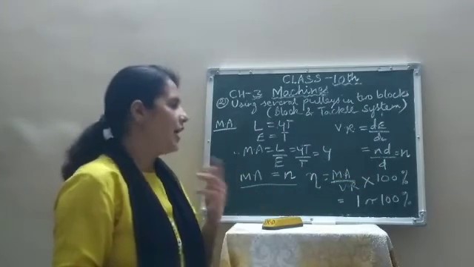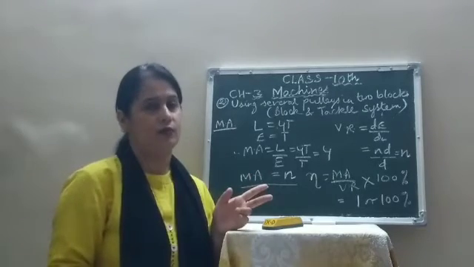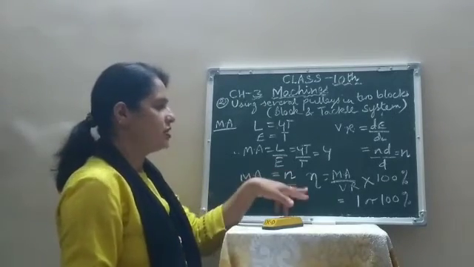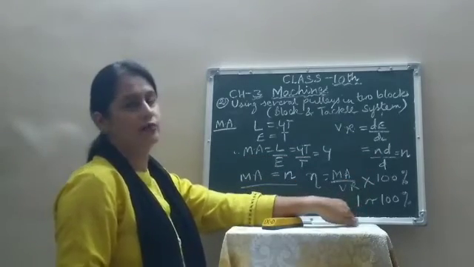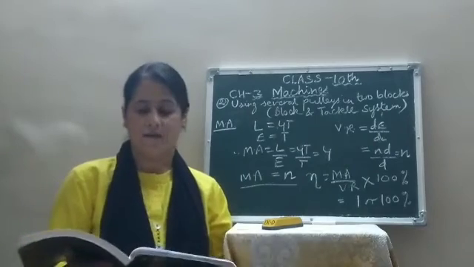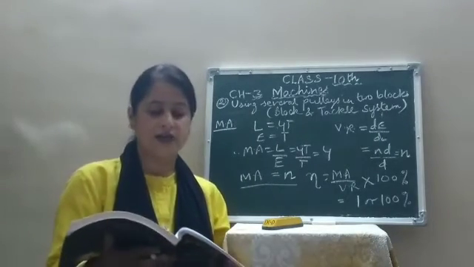And what is N? N is again equal to the total number of pulleys. That means efficiency becomes MA upon VR, that means N upon N, which is 1, or 100%. But again, this is only in the ideal situation.